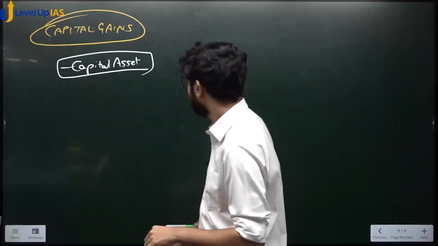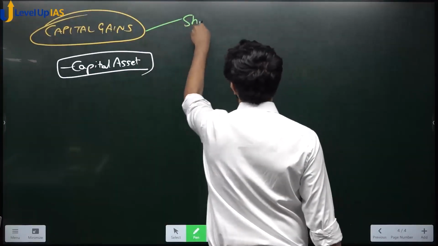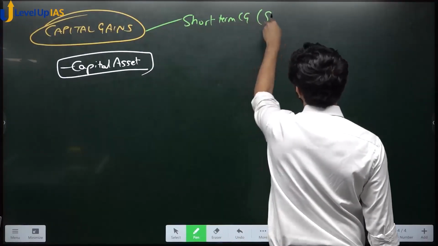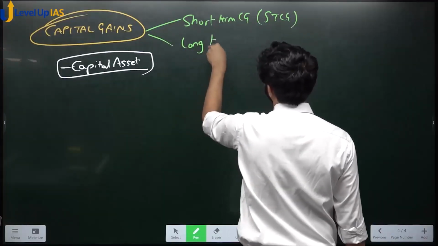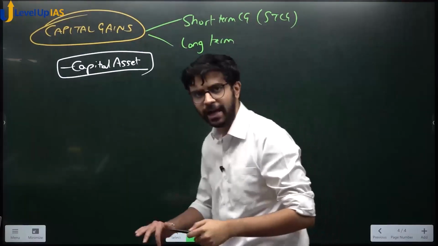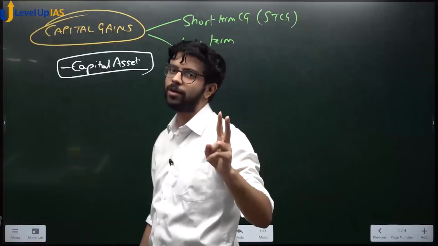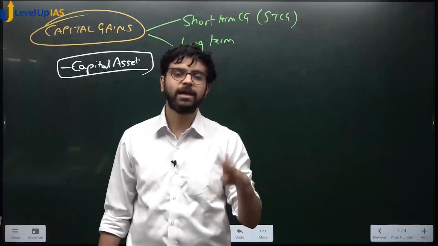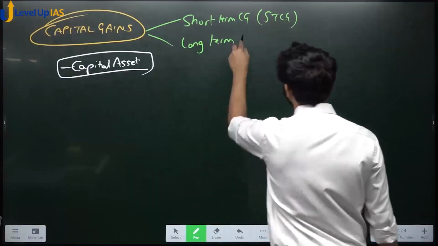Okay? That is why capital gains are divided into two. Short-term capital gains, STCG बोलते हैं इसको, and long-term capital gains. So when we speak about capital gains tax, it is nothing but a part of income tax. Capital gains, जो fourth heading है. First heading was income from salary, second heading income from house property, third heading income from business or profession, fourth heading income from capital gains, fifth heading is income from other sources. So short-term capital gain and long-term capital gain.